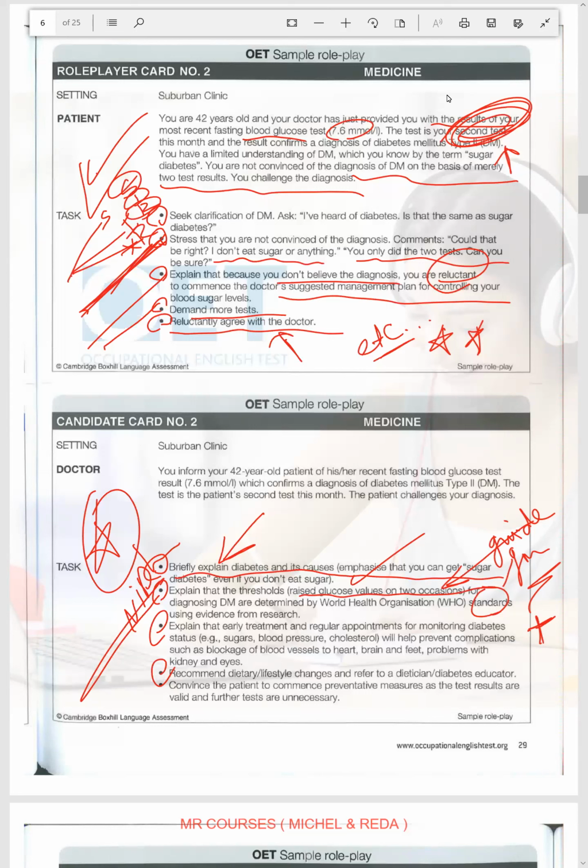Demand more tests. But doctor, I'm not convinced. I need more tests because I don't even eat sugar. The interlocutor will be like this, because you will be more reluctant. Okay, we will do blood tests, but this will be on routine checkup or routine follow-up visits, like sugar, blood pressure and cholesterol, as given here. Lastly, he will be more reluctant with you.